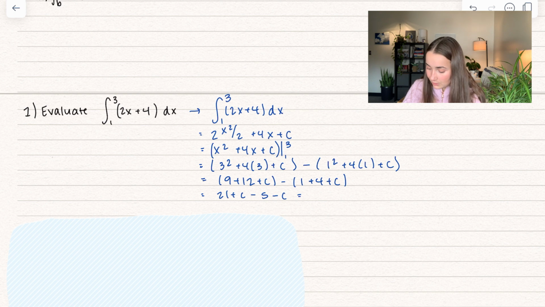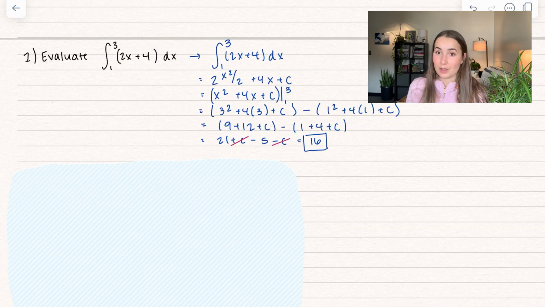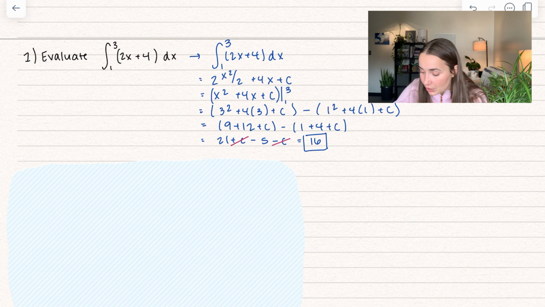Okay, so notice here, actually the c's cancel out because we have a plus and a minus, and then 21 minus 5 is equal to 16. So I'm going to give you guys a little trick. When we're taking a definite integral, you don't even need to write the plus c anymore because every single time that c is just going to go ahead and get canceled out.